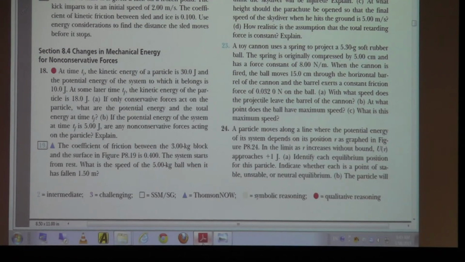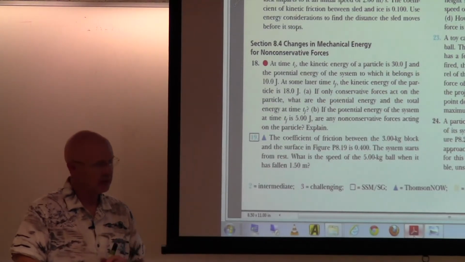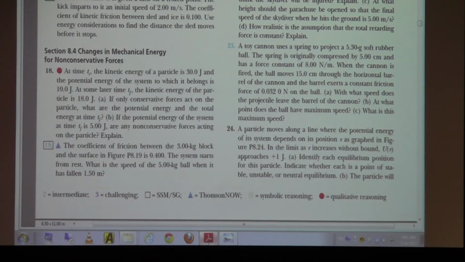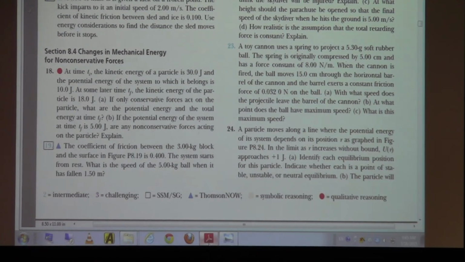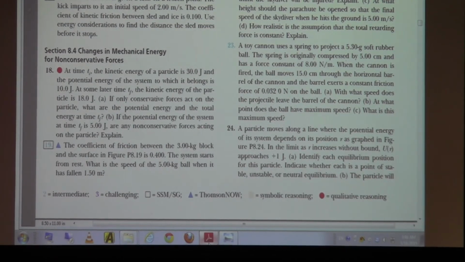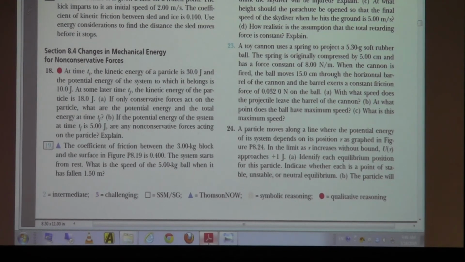All right. The spring is originally compressed 5 centimeters. So it has a force constant of 8 newtons per meter. Well, there's our normal unit, so that's good. When the cannonball is fired, it's going to move 15 centimeters through a horizontal barrel in the cannon. I'm glad they said horizontal, so I know that I'm really not dealing with gravity here.